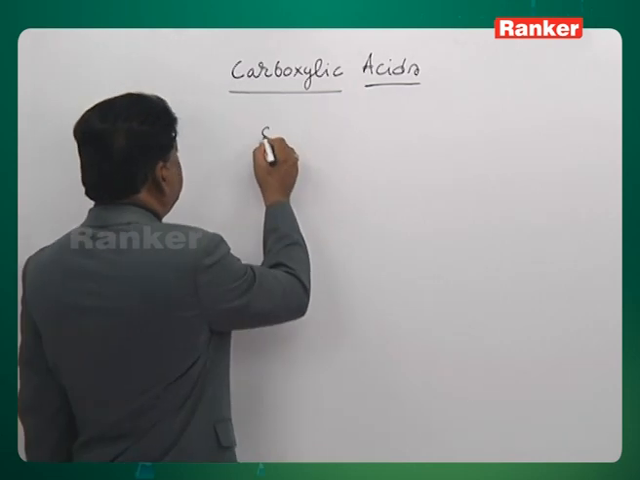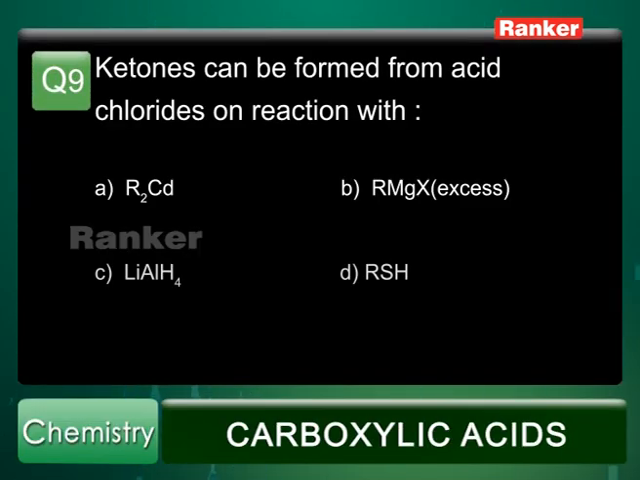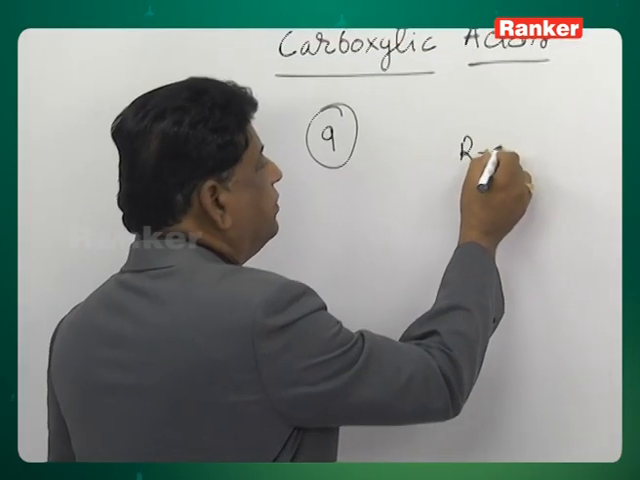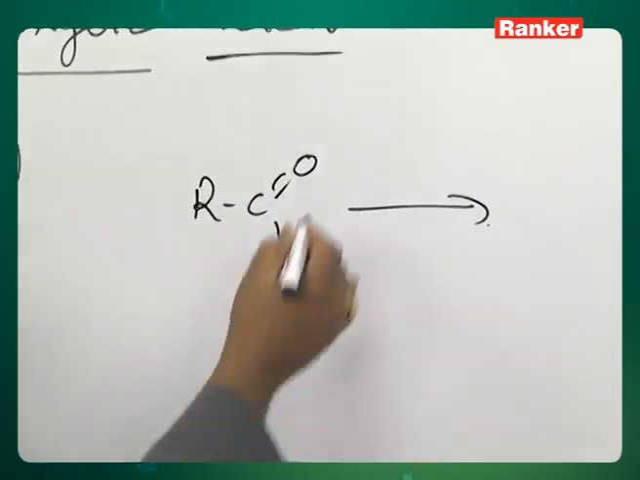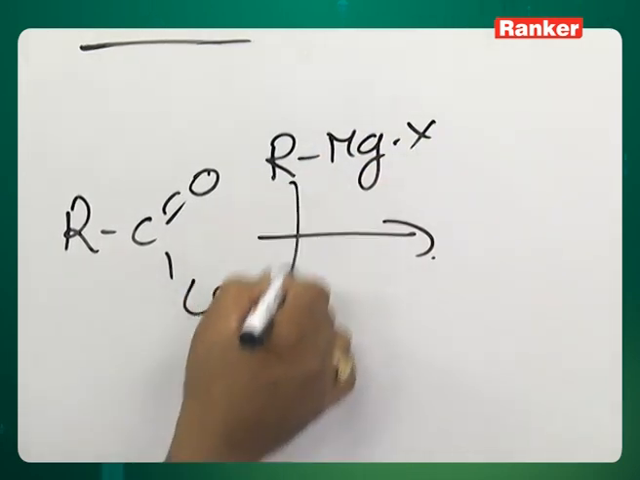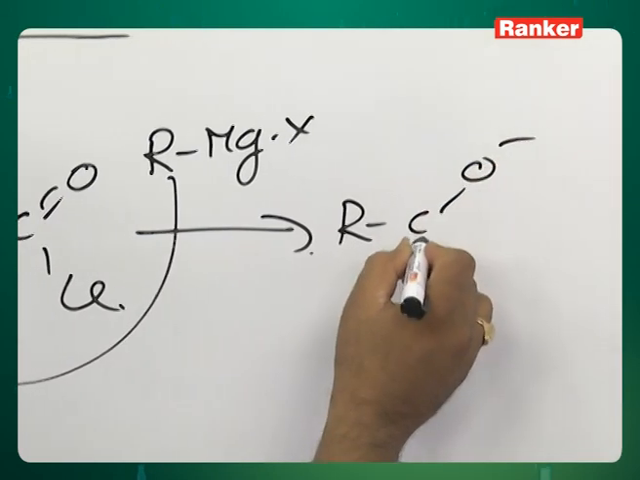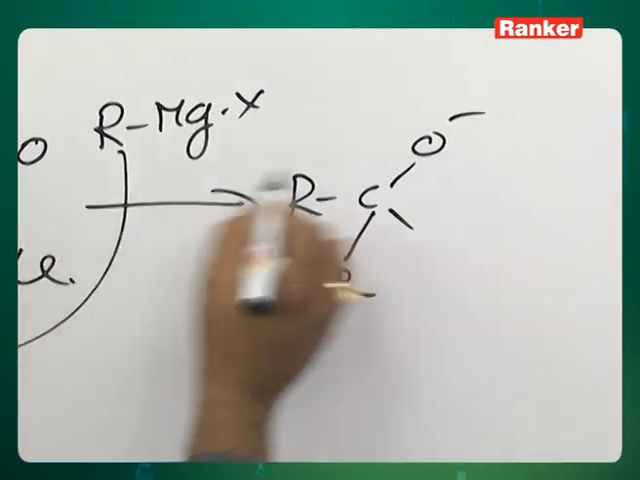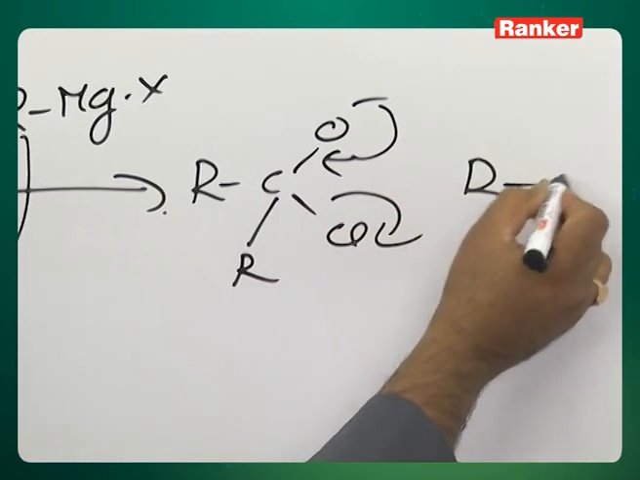Question number 9. Ketones can be formed from acid chlorides on reduction with. Acid chlorides are actually RCOCl. When you add RMgX, we have one reaction. RMgX reacts, you will get an RCO minus and R is generated. When the O minus comes back, the Cl goes out. You will get a ketone.